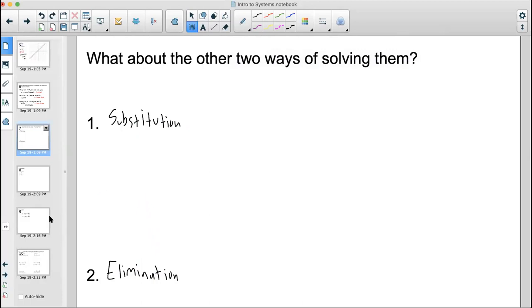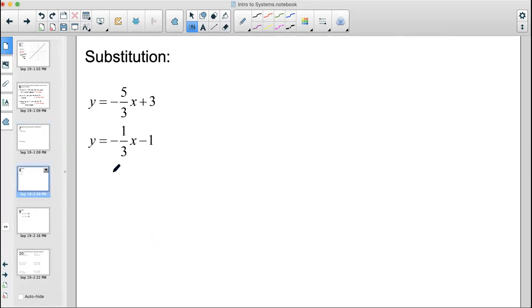So we're just going to do an example of each here, and then we're going to talk about maybe how to choose which one to do if you don't want to just do the same one every time. So here's substitution. It's kind of easy to do substitution here because this one is solved for y and this one is also solved for y. So basically if y equals this and y equals this, then these two things must be equal to each other.